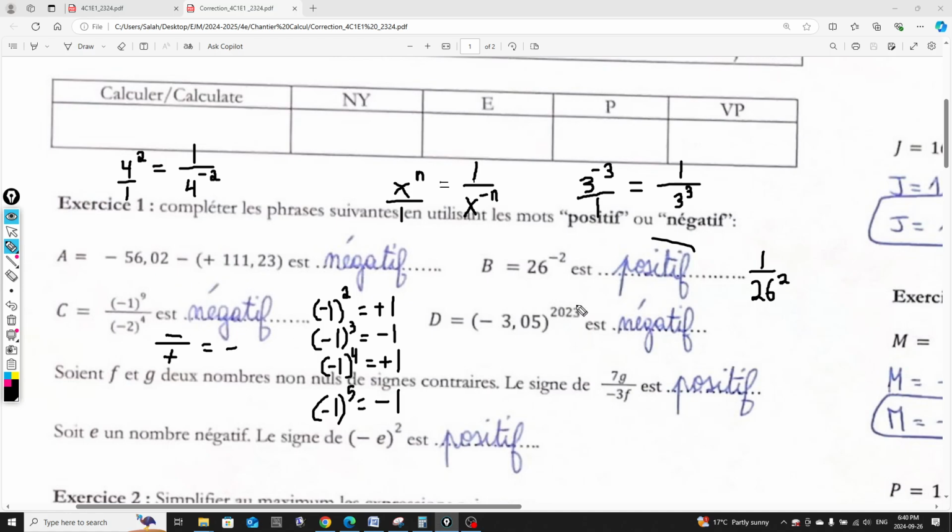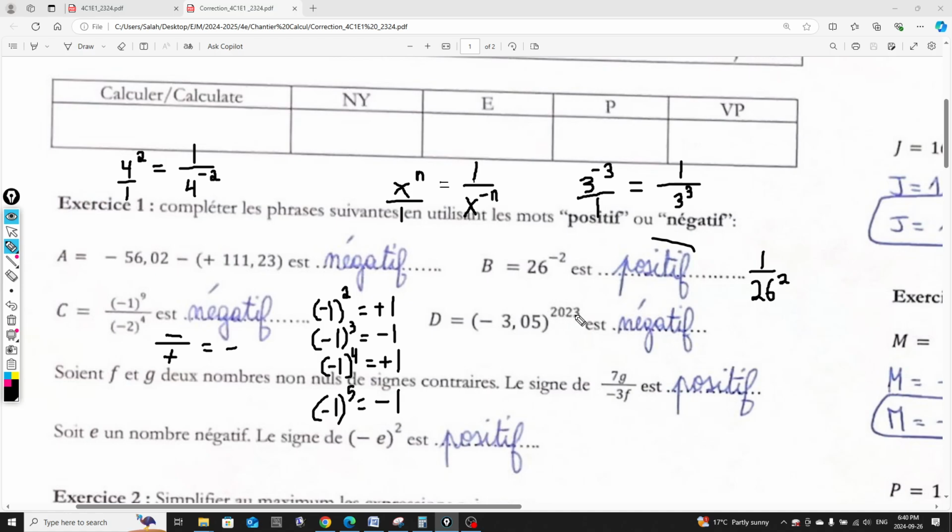And this one ties into what we were just talking about. This is a negative value in the base, and in your exponent, you've got an odd number. So again, a negative base to the power of an odd number is always going to give you a negative.